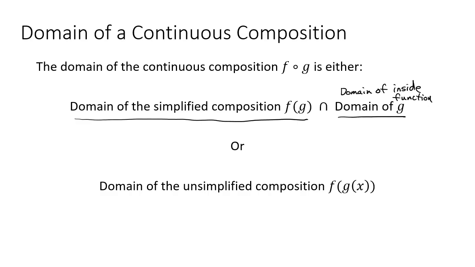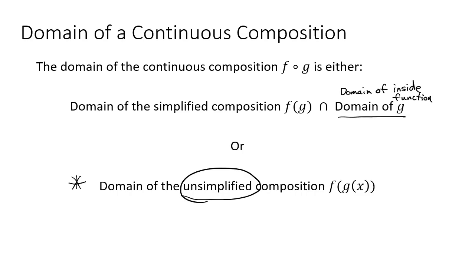Sometimes this is the easiest approach, if the composition itself, before you simplify, is super messy, but after you simplify is quite nice. Then breaking it up into two parts, the simplified composition and the inside function, might be the most effective way of finding the domain. Having said that, the other way is a little bit simpler, and it's the same that we talked about back with the basic combinations. You can determine the domain of the composition from the composition itself. You just have to make sure you do it before you simplify.